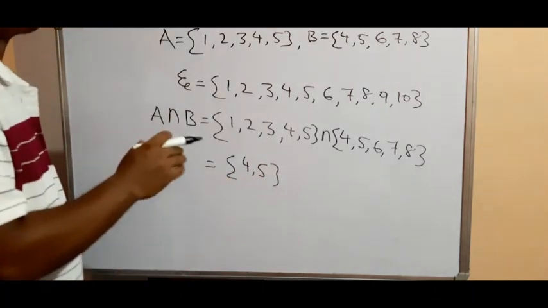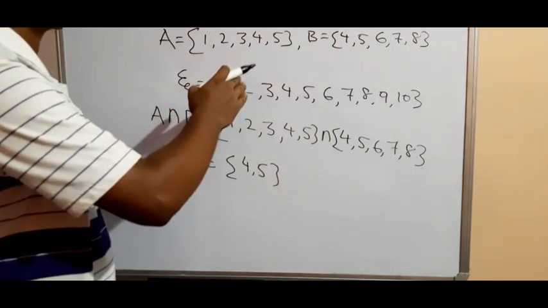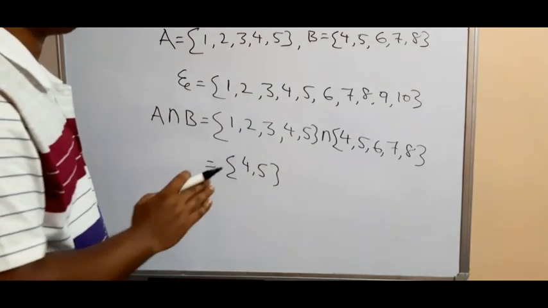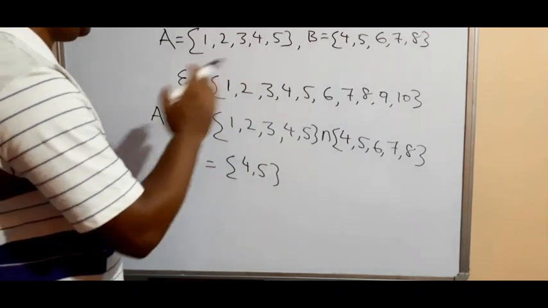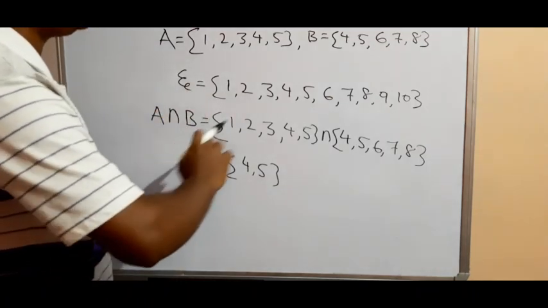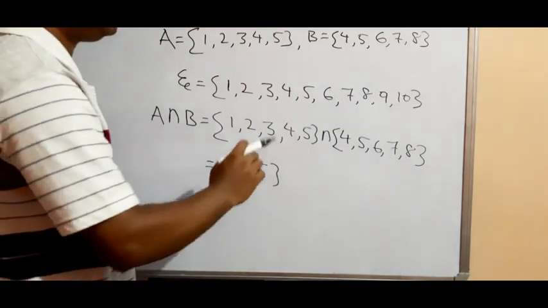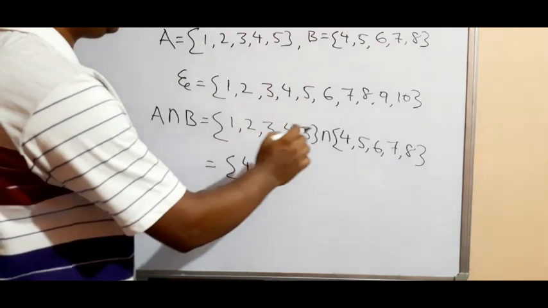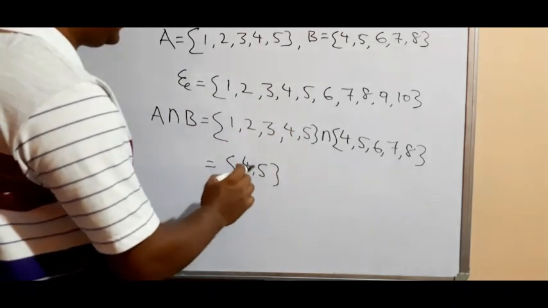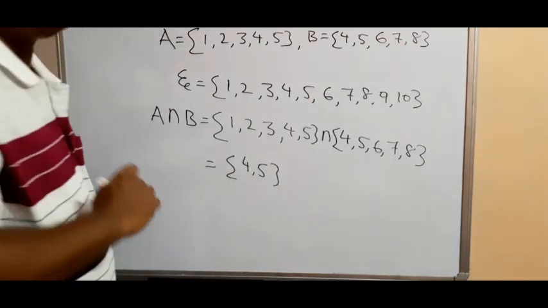A union B means all the elements in set A and set B we have to take, and the common elements we do not repeat. That is A union B. Now A intersection B is whichever elements are common between the two sets, those we have to take. Between these two sets, which elements are common? 4 and 5. So we take these two elements. So A intersection B is 4, 5.